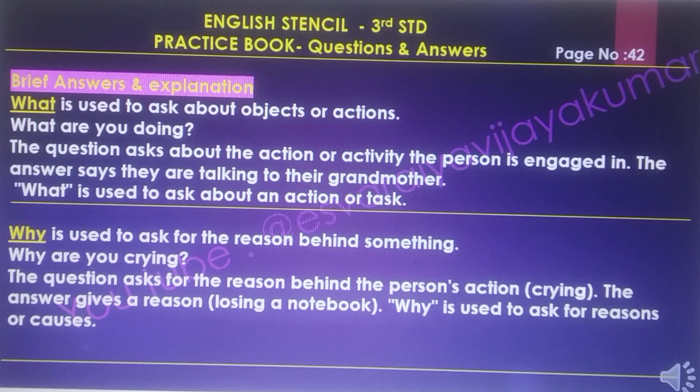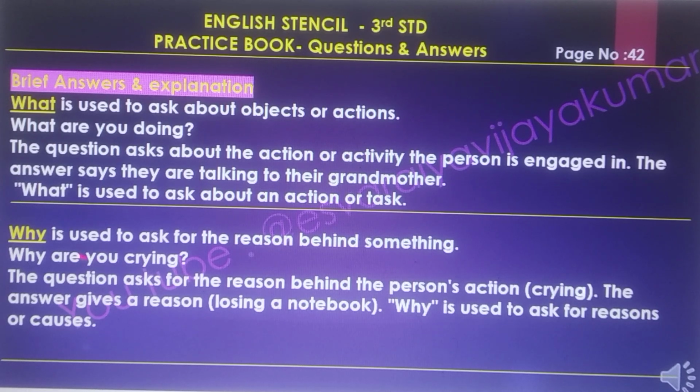What is used to ask about objects or actions. What are you doing? The question asks about the action, the activity the person is engaged in. The answer says they are talking to their grandmother. What is used to ask about actions or tasks.